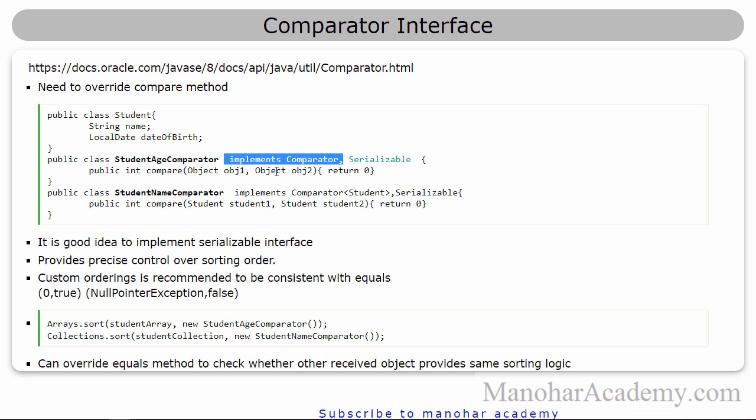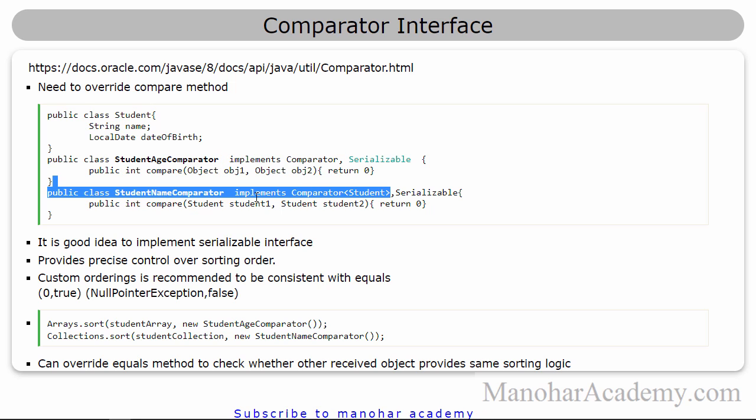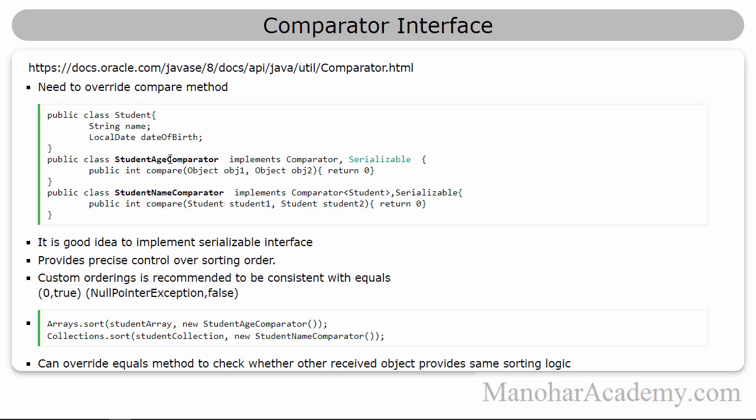In this case, let's say we are comparing Student objects. The Student class is not implementing the Comparator. A different class is implementing the Comparator. Here we have two comparators, AgeComparator and NameComparator. AgeComparator compares ages and NameComparator compares names, and according to that logic, the Student objects will be sorted.